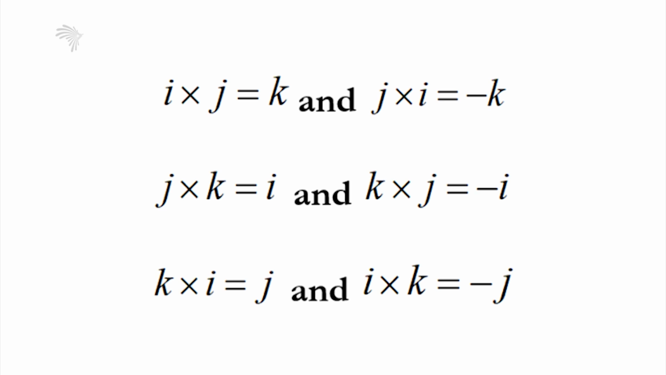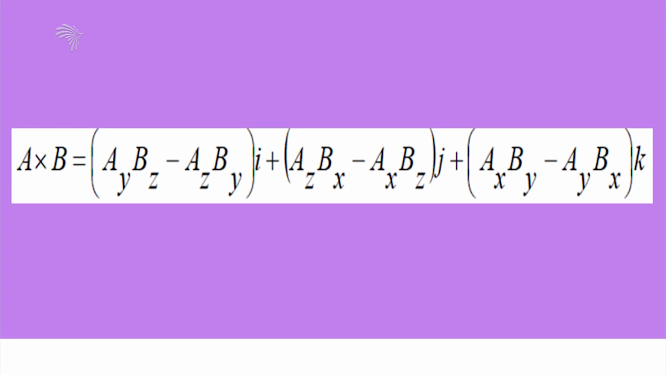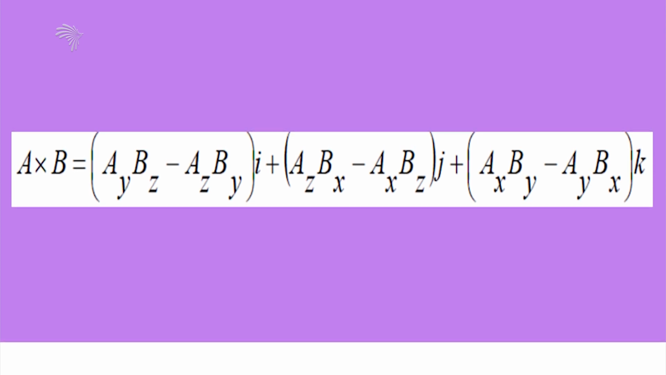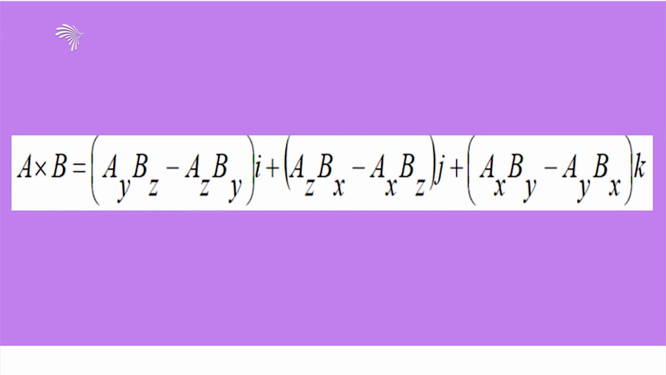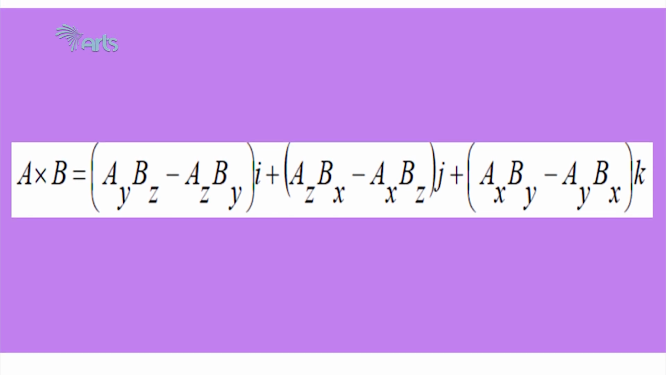Now, if you have, for instance, the same unit vectors for vector A and vector B, for instance i cross i, since these two vectors are in the same direction, the angle between them will be 0, and sine of 0 is 0. So, the cross product of two vectors that are parallel to each other will give us a zero vector or a null vector.